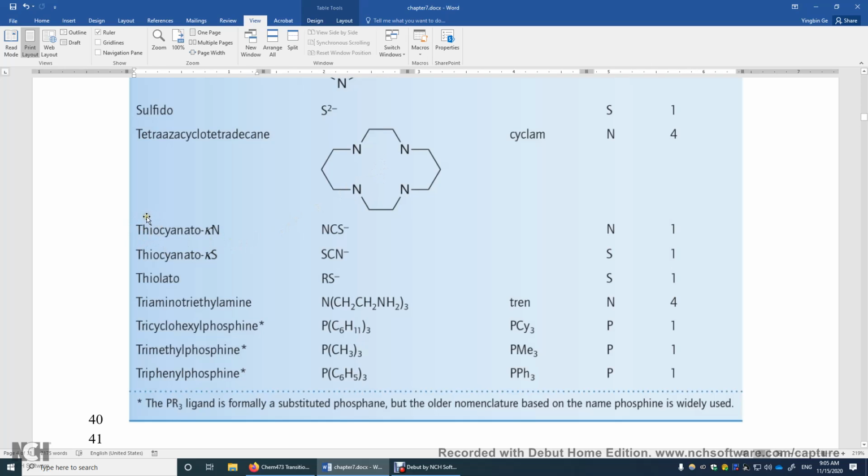Thio, that means you need to replace an oxygen with sulfur. So thiocyanate-kappa-N, that means nitrogen is bonded to the transition metal. Thiocyanate-kappa-S, sulfur is bonded to the transition metal. Thiolato comes from thiolate, RS minus.